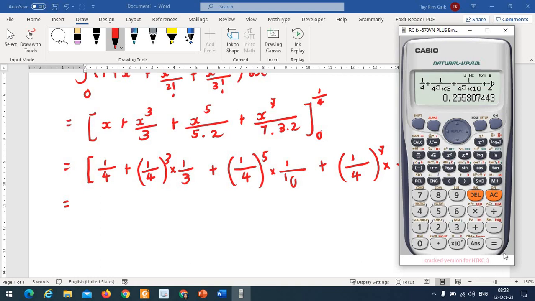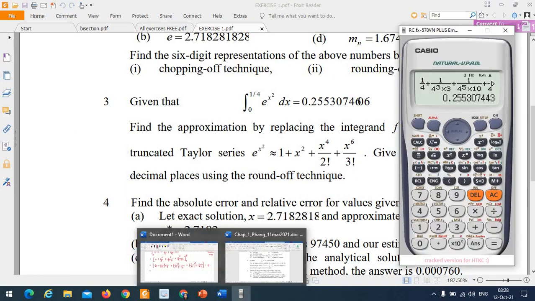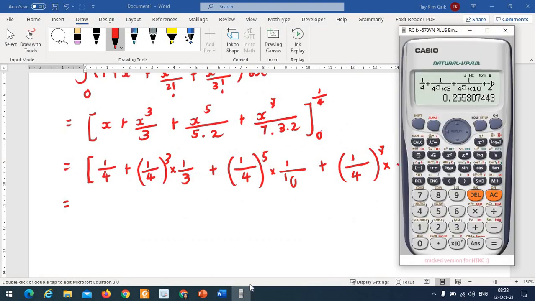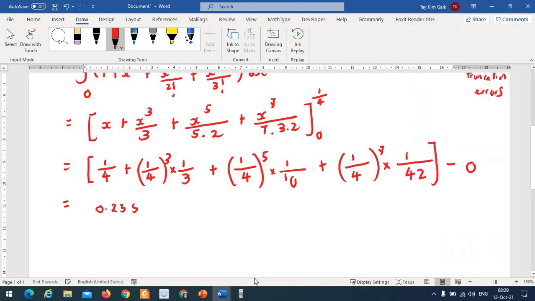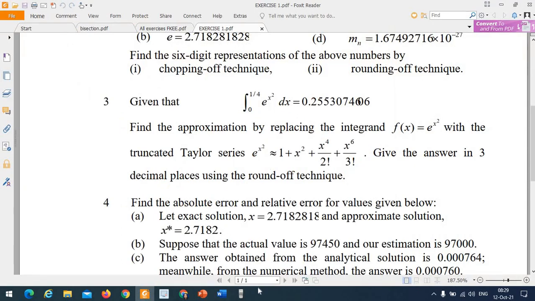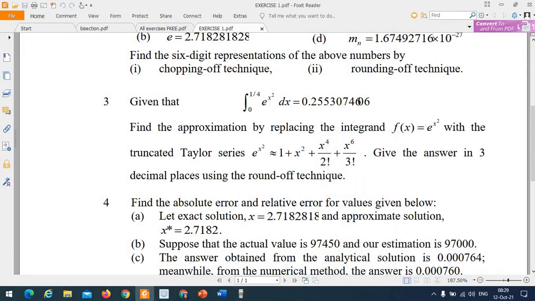They want to round to how many decimal places? 3. Then you just round it to 3 decimal places, and it will be 0.255. So this is question 3.